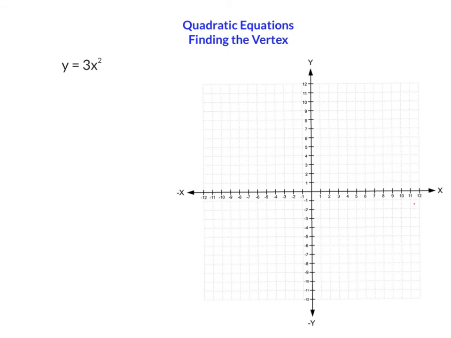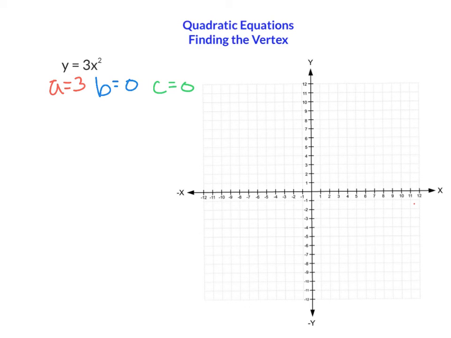Let's start by labeling our A, B, and C. So A equals 3. Now my B and my C are tricky because they don't exist, which means I have to label them as 0. Since there's no x value and no constant, we know our B and C are 0.